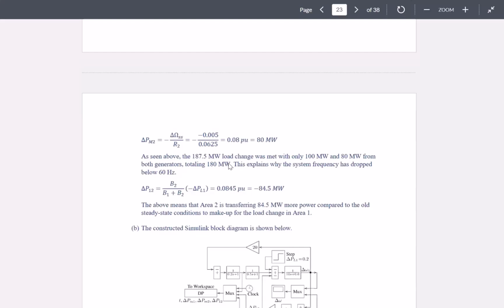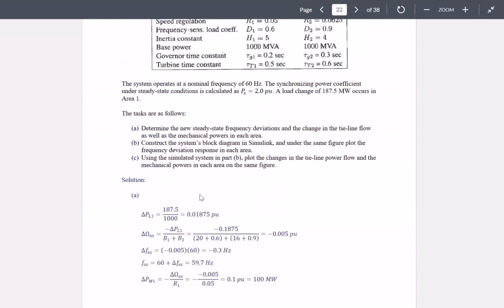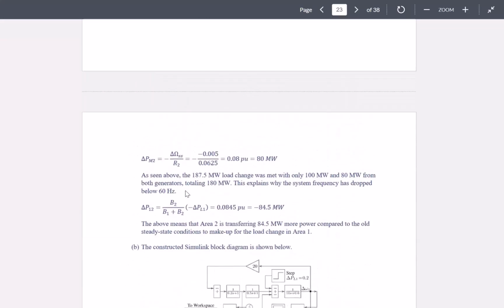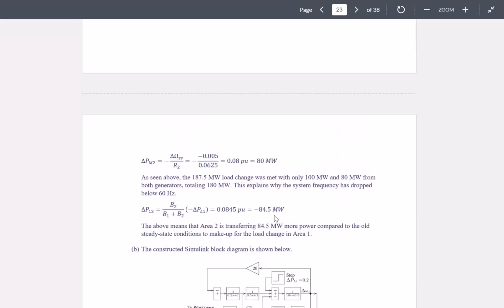Okay, and now the transacted power change, the delta P12 would become B2 over B1 plus B2. Remember that this is the formula for the two-area system. If delta PL2 is 0, delta P12 would only depend on delta PL1. And because of that, we see that delta P12 has become minus 84.5. What that really means is that whatever was sent from area 1 to area 2 has now become 84.5 megawatts less, right? So if there was like 1,000 megawatts going from area 1 to area 2, now that value has become 1,000 minus 84.5 megawatts.